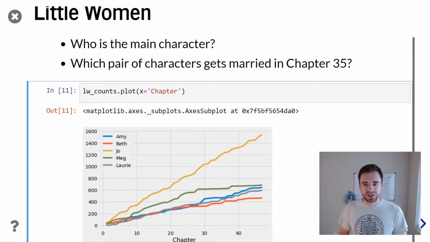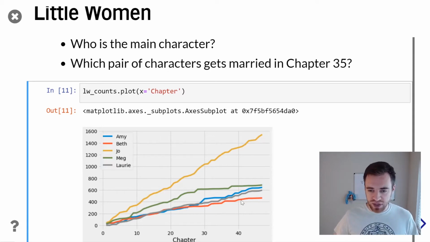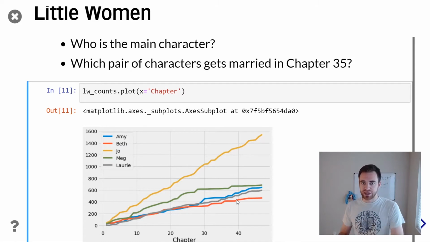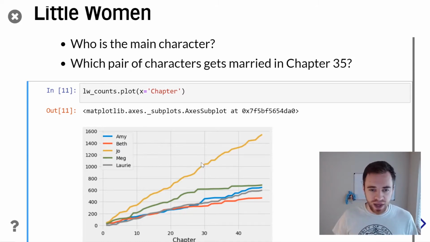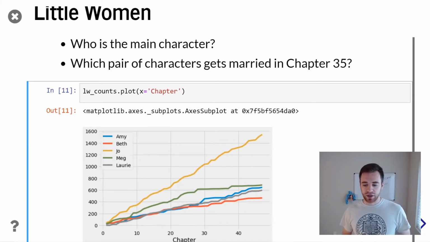Which pair of characters gets married in chapter 35? We saw that here we have two lines that are kind of increasing in lockstep at chapter 35. That means these characters are being mentioned simultaneously. So we said that Amy and Laurie, the blue and gray lines, are the two characters who get married in chapter 35. So the point of this was to demonstrate that visualizing our data is a powerful way to understand what's going on.